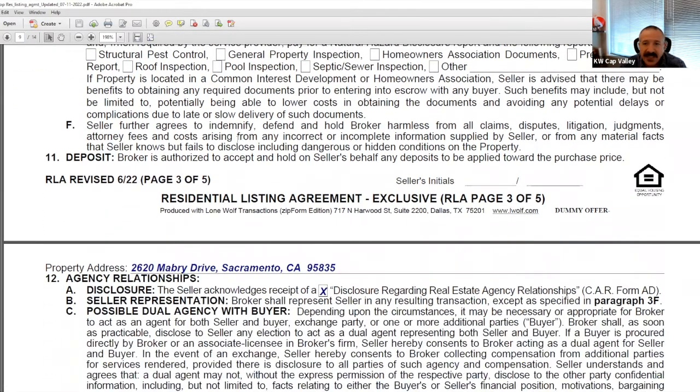Let's see. The seller further agrees to indemnify, defend, and hold broker harmless from claims, disputes, litigation, judgment, and so on, if any material facts that the seller knows but fails to disclose, including dangerous or hidden conditions of the property. Basically, if the seller lies and doesn't disclose certain things about the property that the buyer would consider material, and the buyer sues, then there's a hold harmless agreement here.